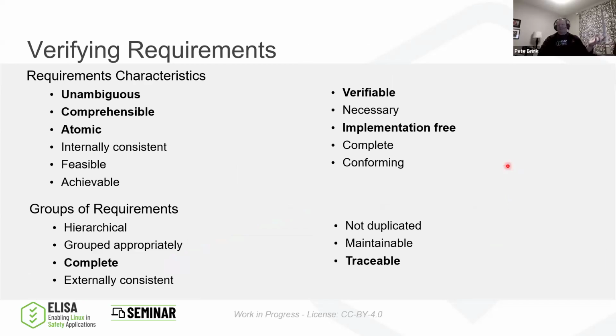There are a variety of different characteristics that we can use to evaluate the quality of the requirements. They have to be unambiguous, comprehensible, atomic, so on and so forth. I'm not going to read them all to you. On many instances, I've actually seen verifiable and testable included in the set of characteristics.